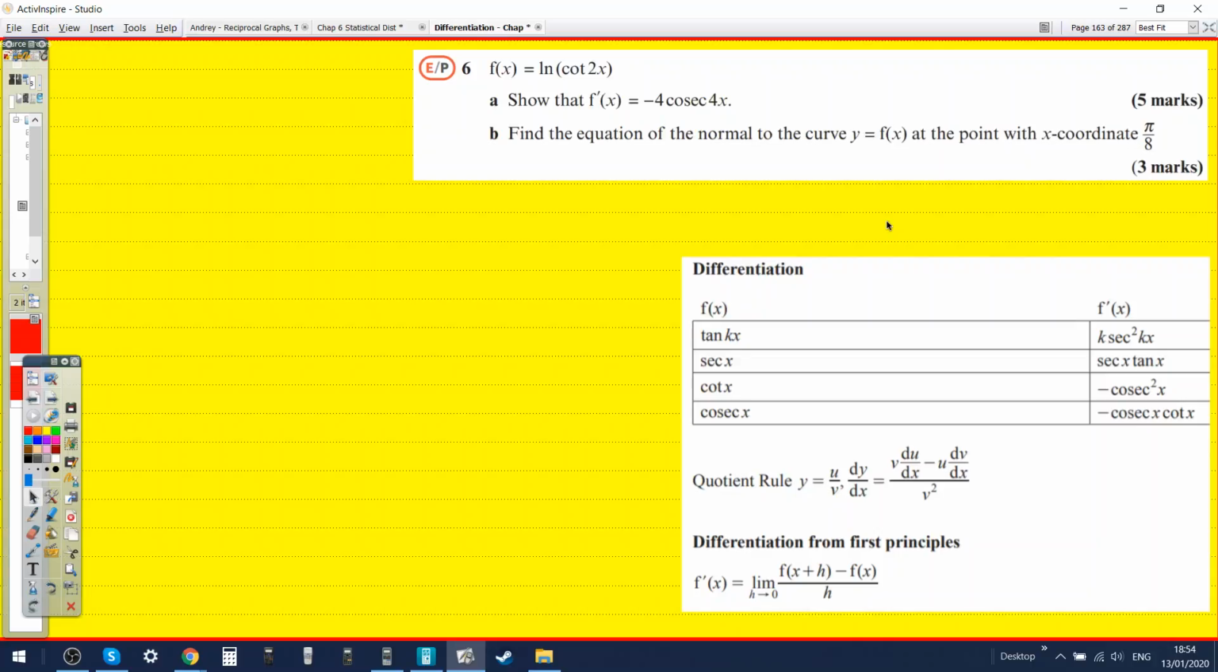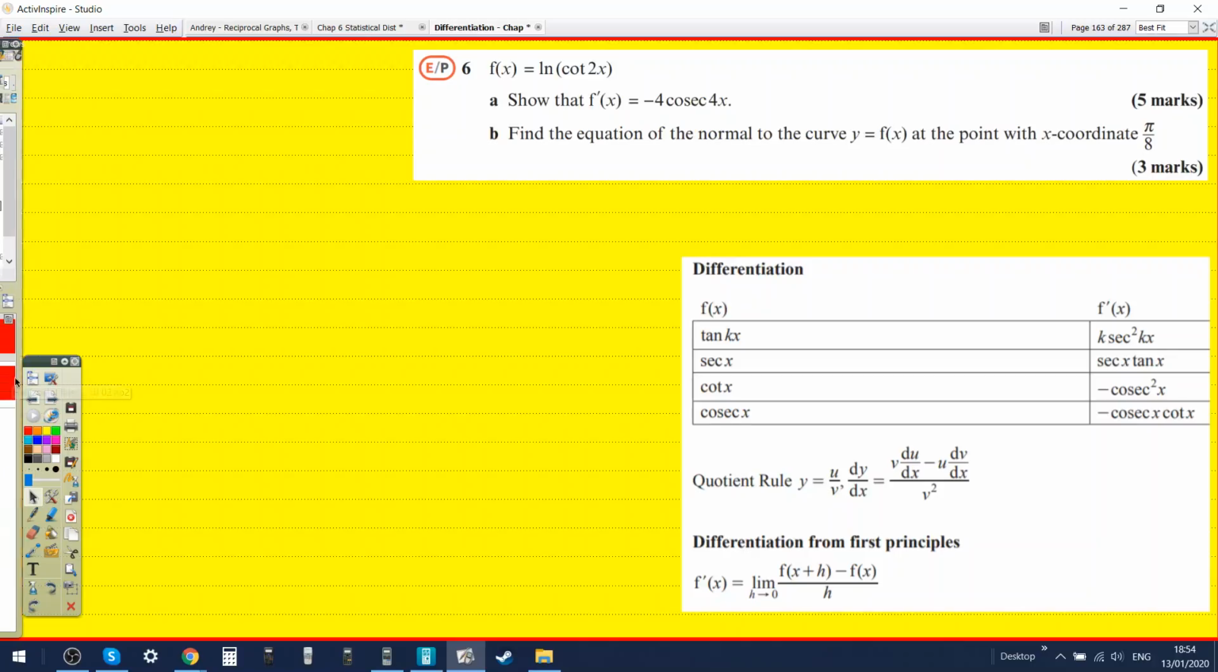I'm not sure. It looks like it's chain rule. So the function inside ln is cot 2x, and the function inside cot 2x is 2x. So how do you differentiate ln? Is it just 1 or 1 over root 1? I can't remember.